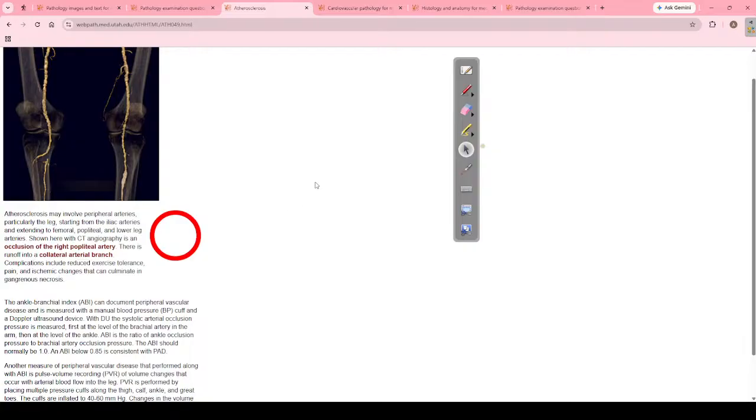Another important point, you actually use a Doppler ultrasound device for measuring this. This is an important factor. And with these, you can compare. You find the ratio of the systolic brachial pressure by the ankle pressure. This is your ankle brachial index. The name itself will say.